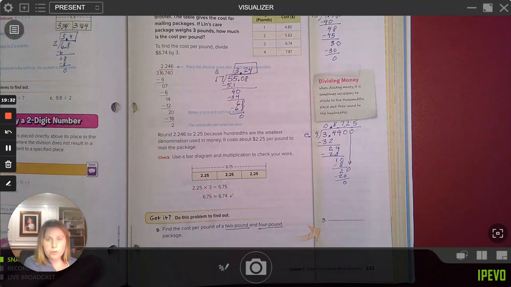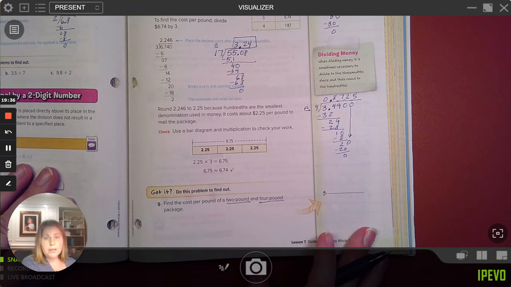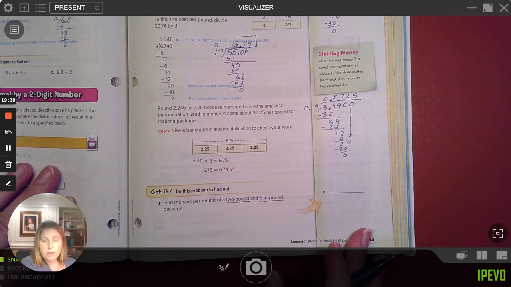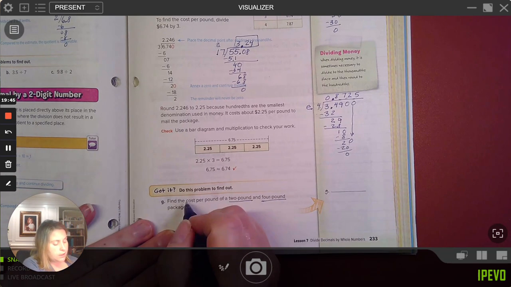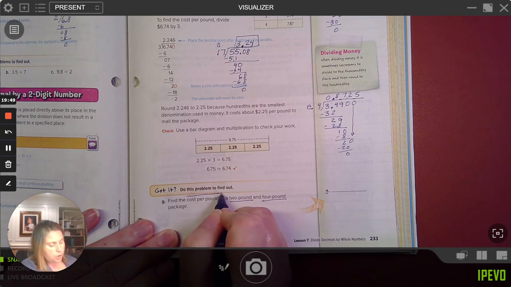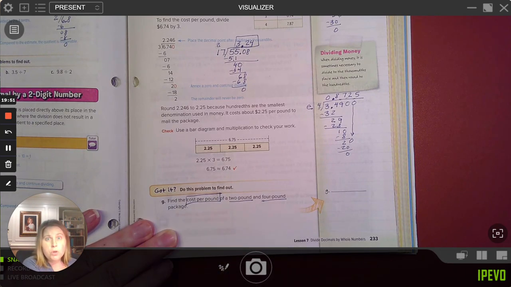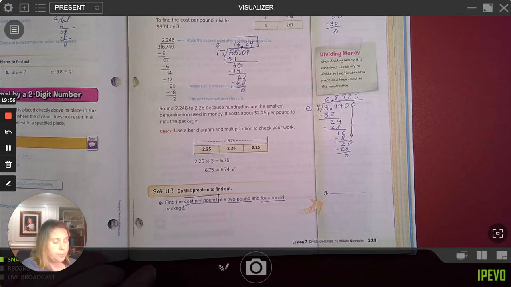And they're really helpful in the problem. If you read the problem carefully, they actually give you the instructions of what to divide by what, so which number gets divided by which number. So when it tells us, find the cost per pound, they're really giving you the directions for getting the answer right there.